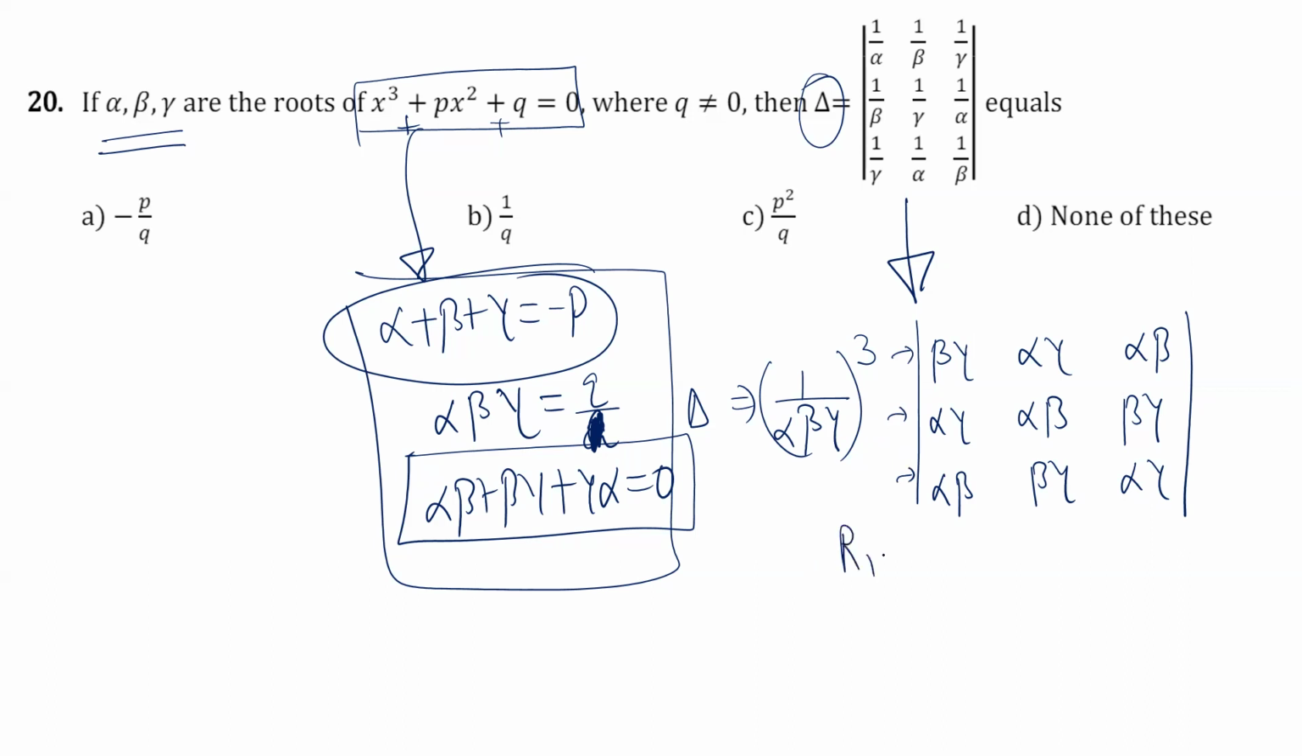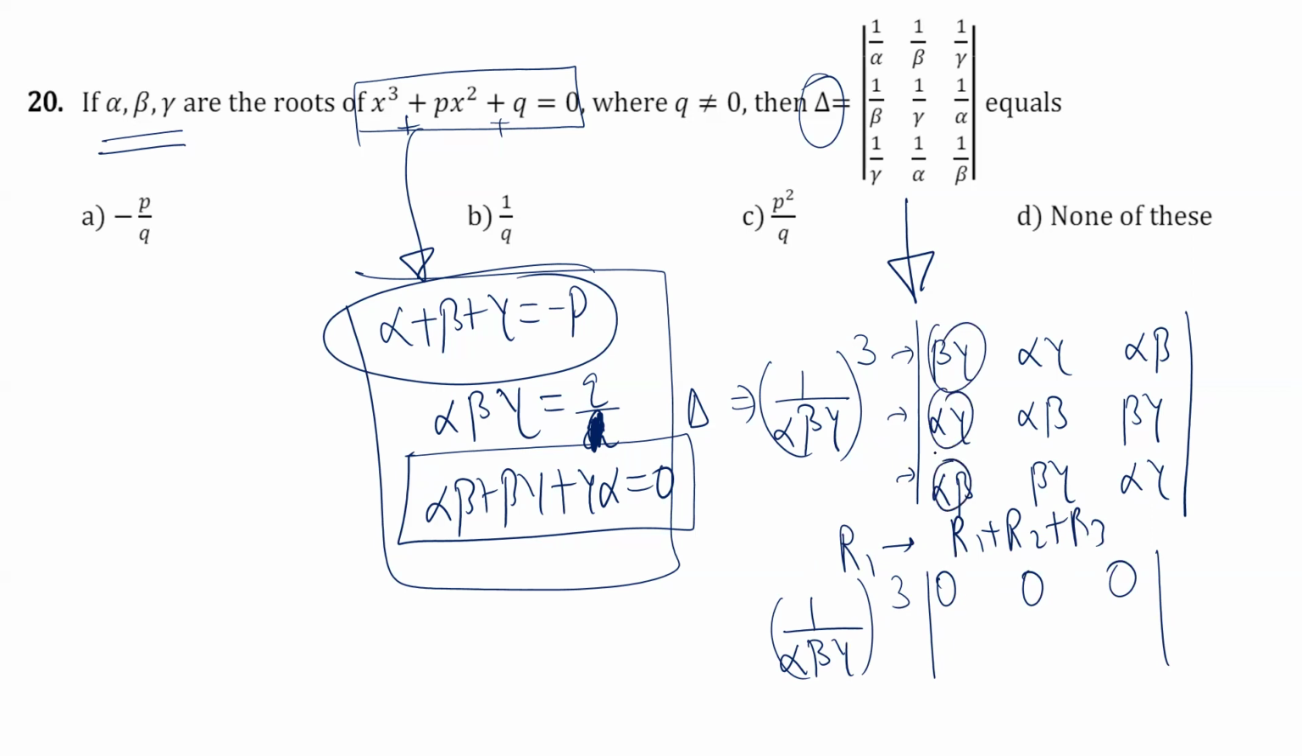So now you can just apply this operation, R1 equals to R1 plus R2 plus R3. So here you will observe that 1 by alpha beta gamma over 3. Inside you will get 0, 0, 0, because when they get added, this will come out to be 0. And this will be as it is. So that does not affect any value. So this will be finally 0. Okay. So this is the value of the determinant. Here you can see that none of the option gives you 0. So this will be your correct option.